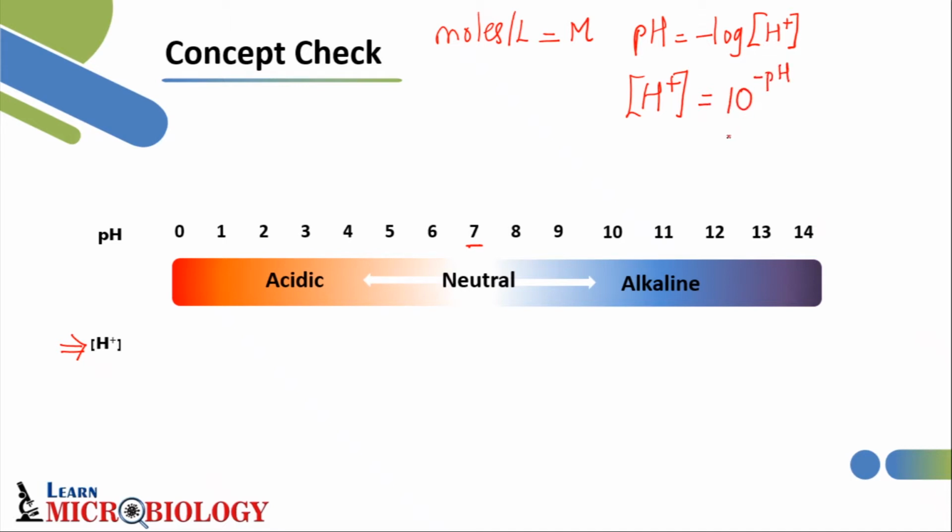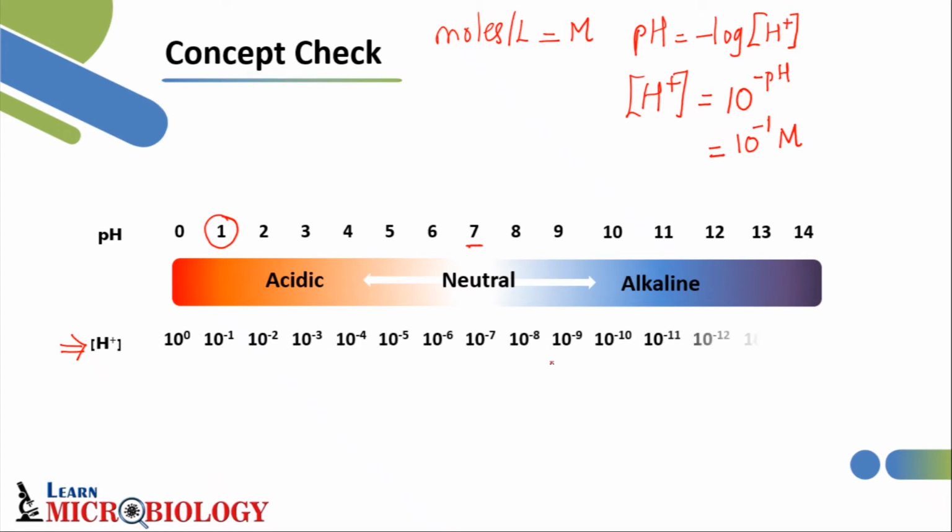What I mean by this is, let's say you have been given pH 1 and you want to find out the hydrogen ion concentration. Very simply, you just put 10 raised to minus the pH, that is 1, and the unit, that is 10 raised to minus 1 molar or moles per liter. This is going to be your hydrogen ion concentration. So using this formula, you can similarly calculate the hydrogen ion concentration for all the pH ranges.